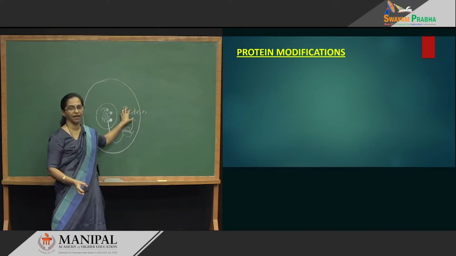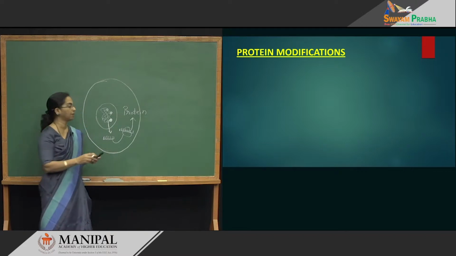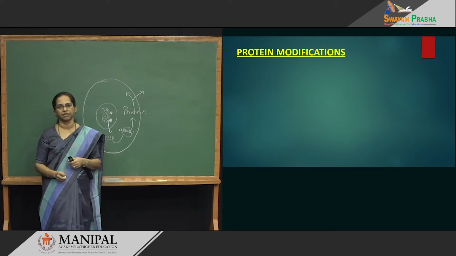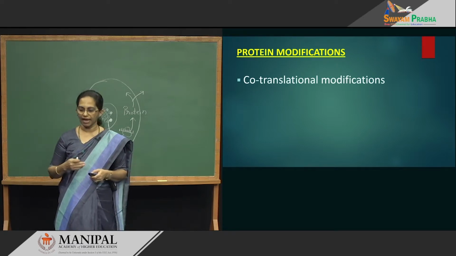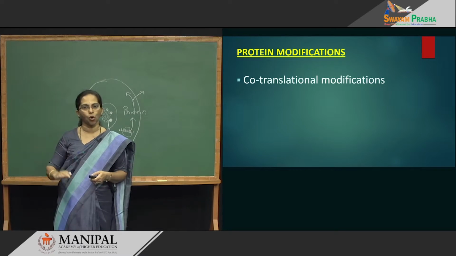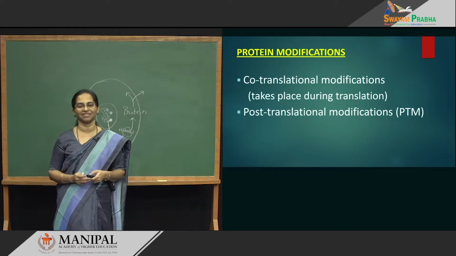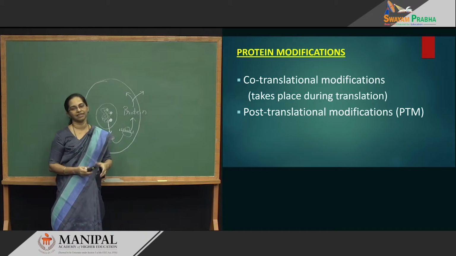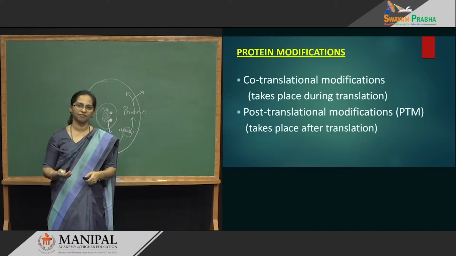Once a protein is made, it is not directly used. Maybe a few of them will be directly used, but some of them have to be modified. Protein modifications are of 2 types. The first one, if you look at this slide, is called co-translational. That means as you are synthesizing, you are modifying it. It takes place during synthesis itself. But there is one more we have to study today, and that is post-translational. That means you make the protein and then modify it, and that becomes post-translational modification. So it takes place after the translation.